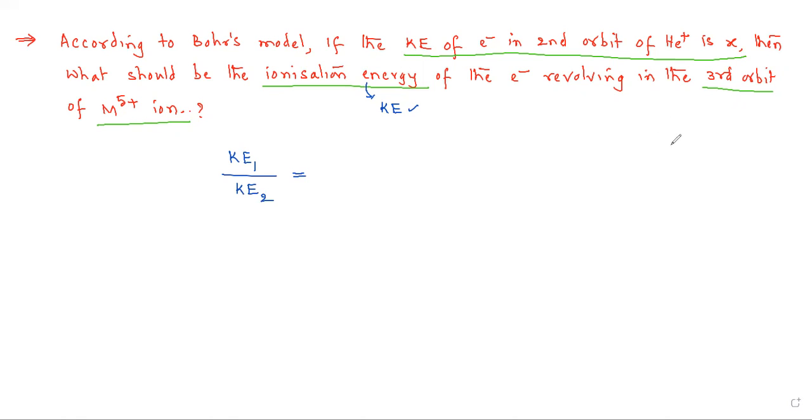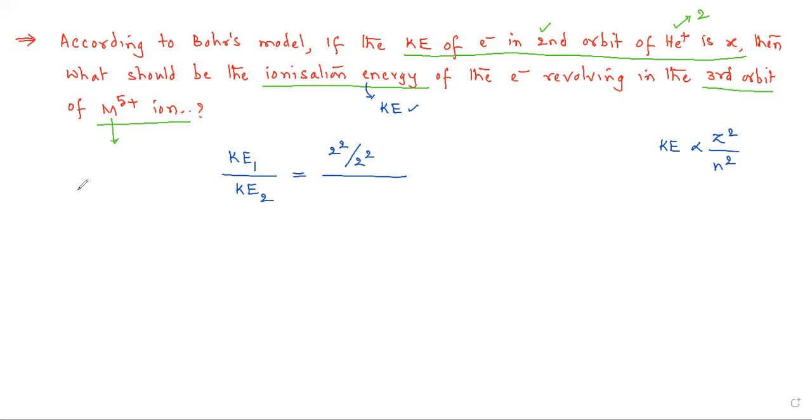So what is the relation for kinetic energy? Kinetic energy is directly proportional to z square by n square. So in the first case, it is z1 square by n square. What is that here? In the first case, that is, of course, 2. Even n also is 2. Come on. Z square by n square by. What is the second one?